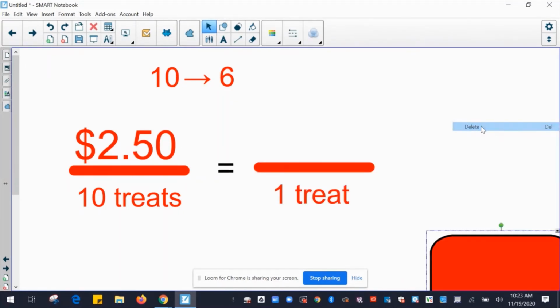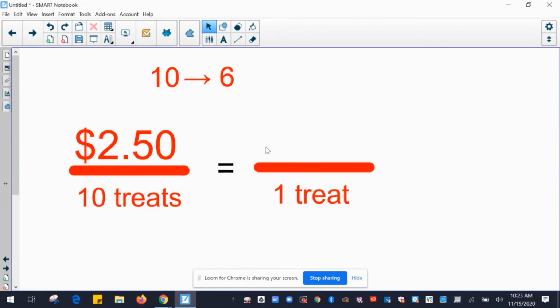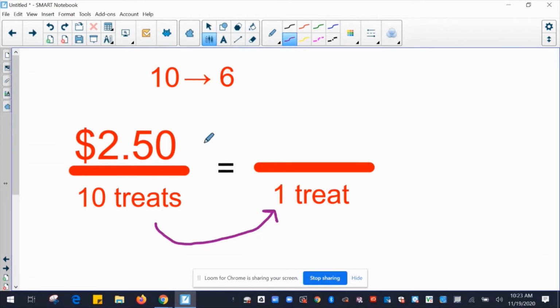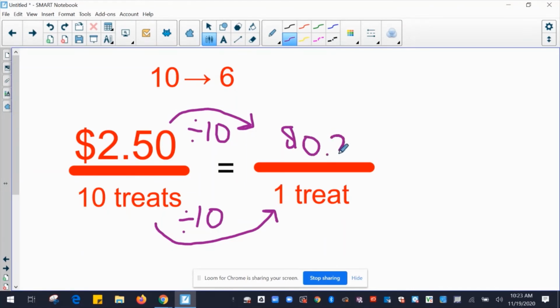So students might set up their proportion here, and we need to know how are we going to get from 10 treats to 1 treat. We can divide the quantity by 10. 10 divided by 10 would be 1. If I'm going to do that to the bottom part of my ratios and my rates, I'm going to do that to the top. So what is $2.50 divided by 10? That's going to give me 25 cents per treat.